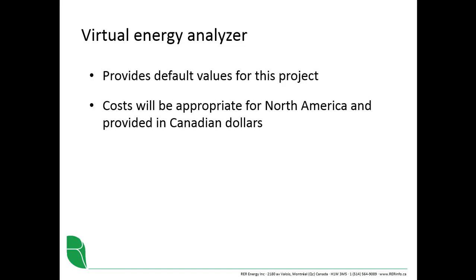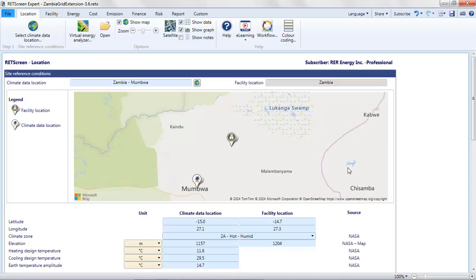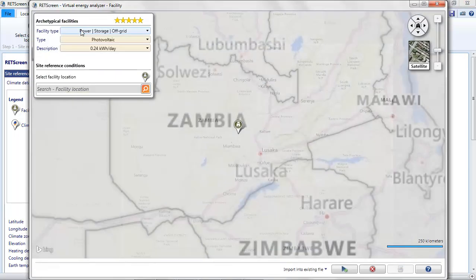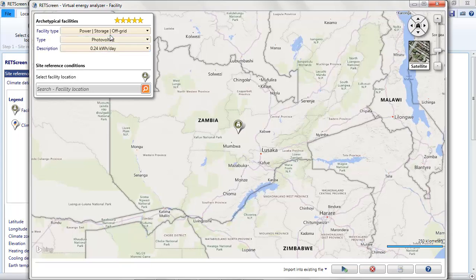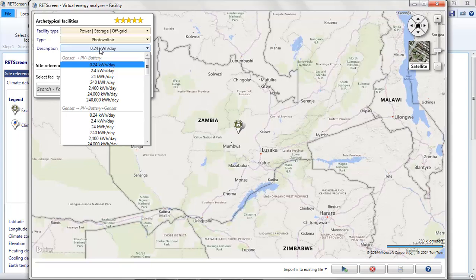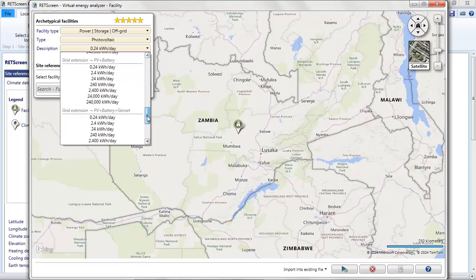So the first major difference we're going to see is that our analysis is no longer in kwacha. Here on the location page, I'm going to click on Virtual Energy Analyzer, and I'm going to say that we want to have a power storage off-grid project with photovoltaics, and then I'm going to look through the descriptions here to find the system that most closely models the analysis we want to do. So our base case is grid extension. So I'll look down here and see if I can find grid extension. And there are some options there.